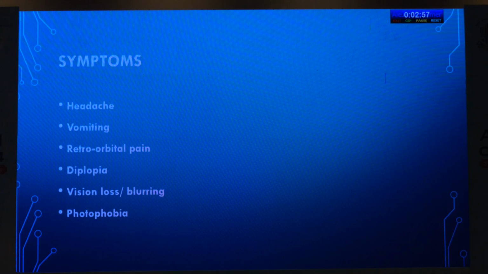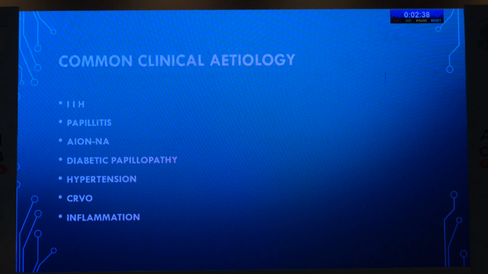or further investigations. So as we discussed with our previous speakers, the most common symptoms are headache, vomiting, retroorbital pain, which points more towards papillitis, then diplopia, vision loss or blurring, photophobia. These are the commoner symptoms if the patient is symptomatic. And as my previous speaker discussed, idiopathic intracranial hypertension is very common in young females, and it is recurrent. The patient comes, even if the edema subsides, then after 2 years, 3 years the patient again presents. So we have discussed that very elaborately.